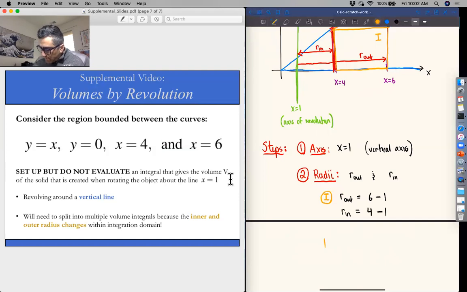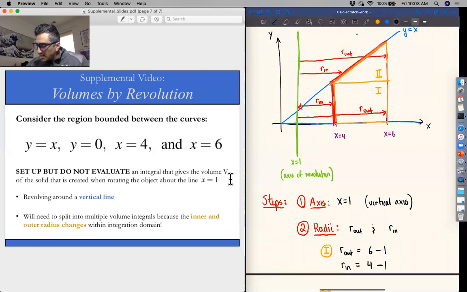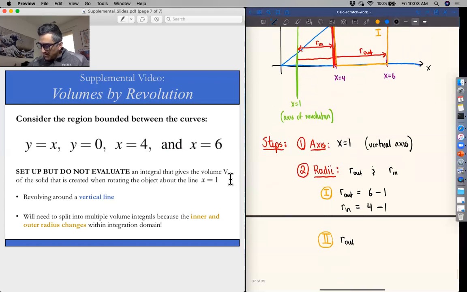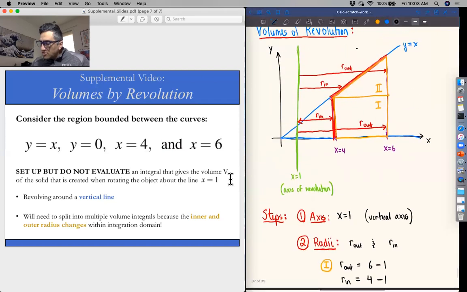So let's think about this for the second region now. In region 2, our outer radius still looks like the distance between x equals 6 and our axis of revolution. So we still have 6 minus 1. But the inner radius now is associated between our function y equals x and that axis of revolution.